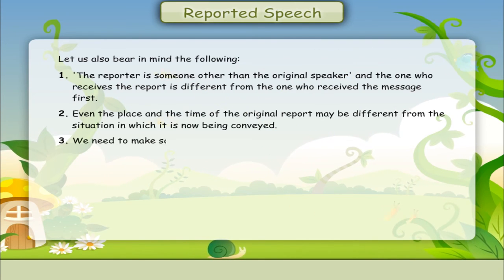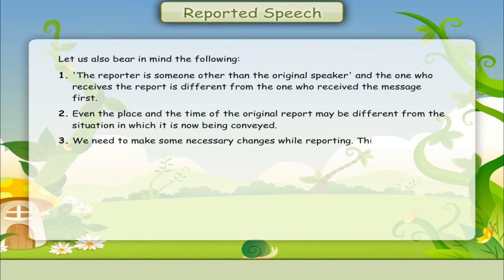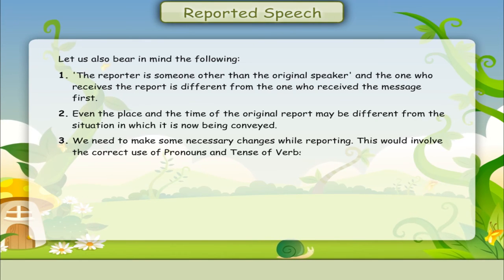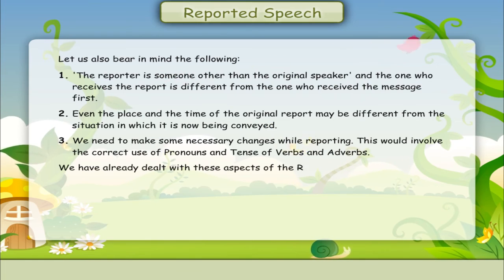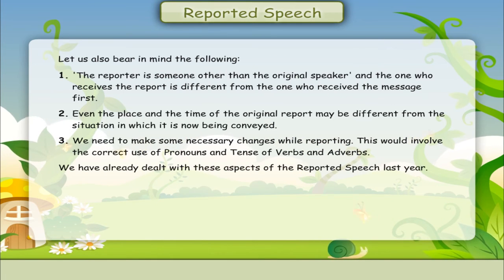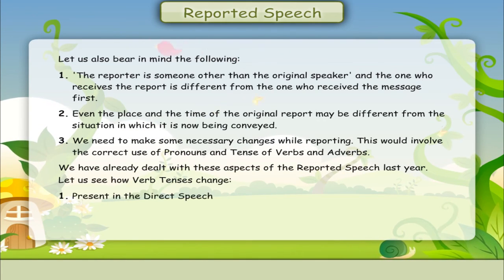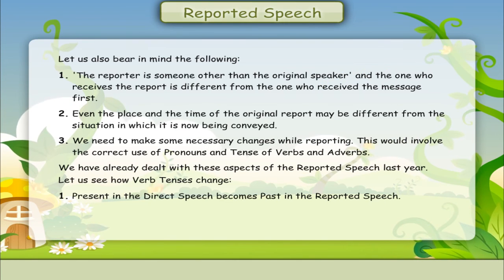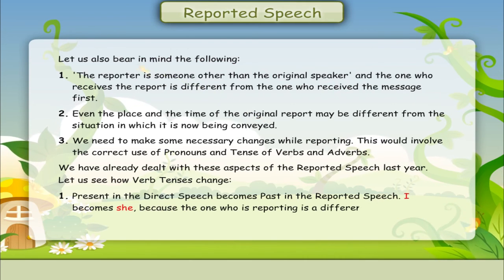We need to make some necessary changes while reporting. This would involve the correct use of pronouns and the tense of verbs and adverbs. We have already dealt with these aspects of the reported speech last year. Let us see how verb tenses change. Present in the direct speech becomes past in the reported speech. I becomes she because the one who is reporting is a different person.